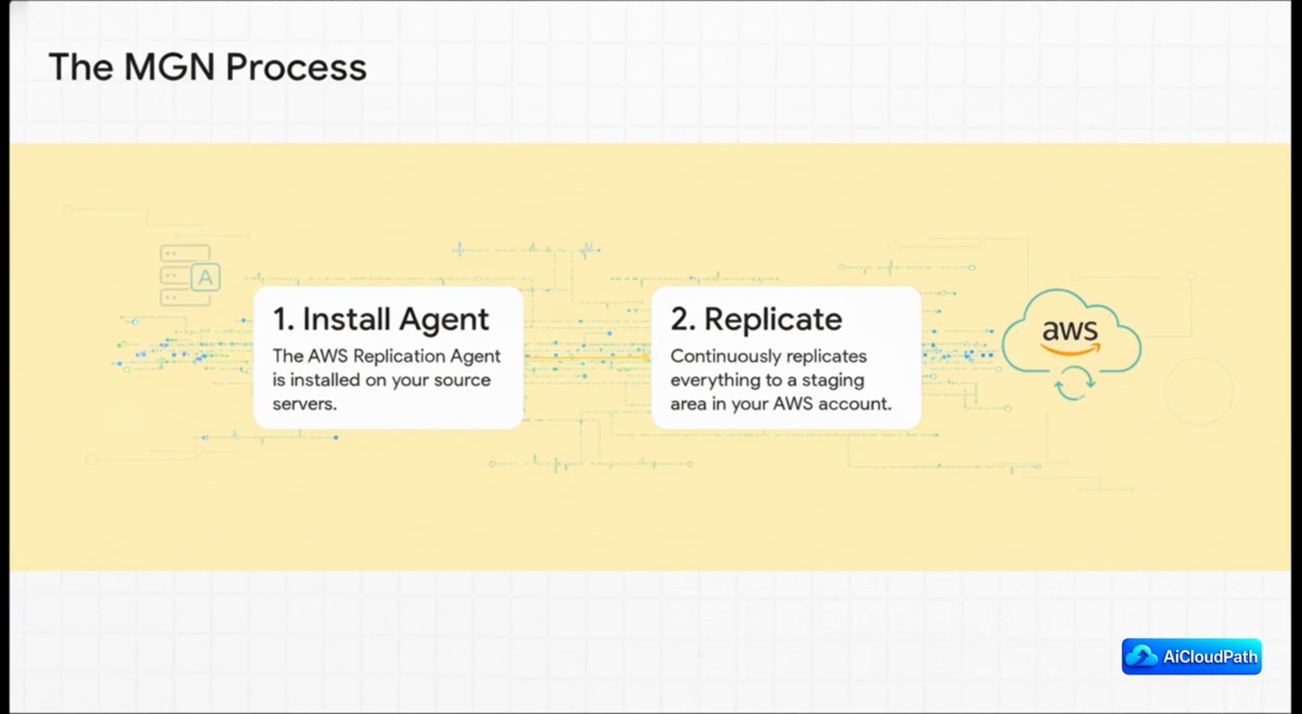You install a small agent on the server you want to move. MGN then starts continuously replicating that entire machine over to a staging area in your AWS account. This continuous copy means that when you're ready to cut over, your downtime is minimal.